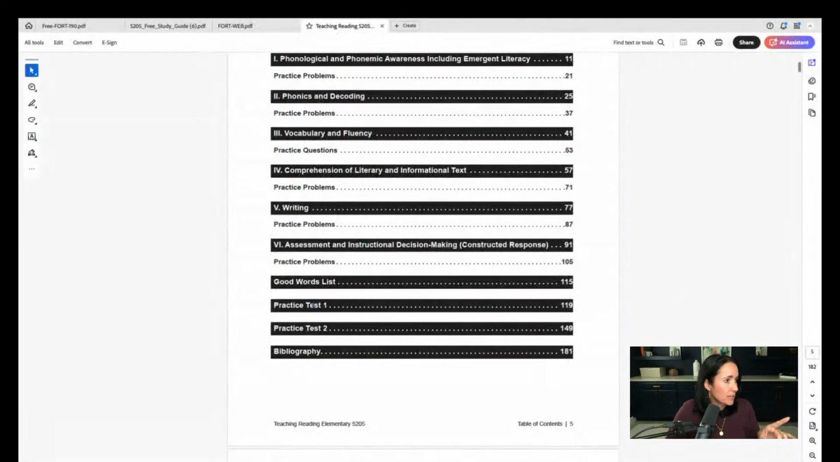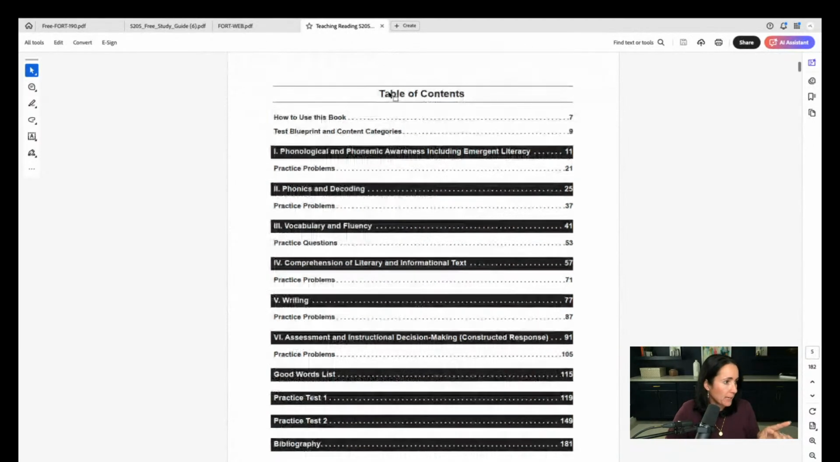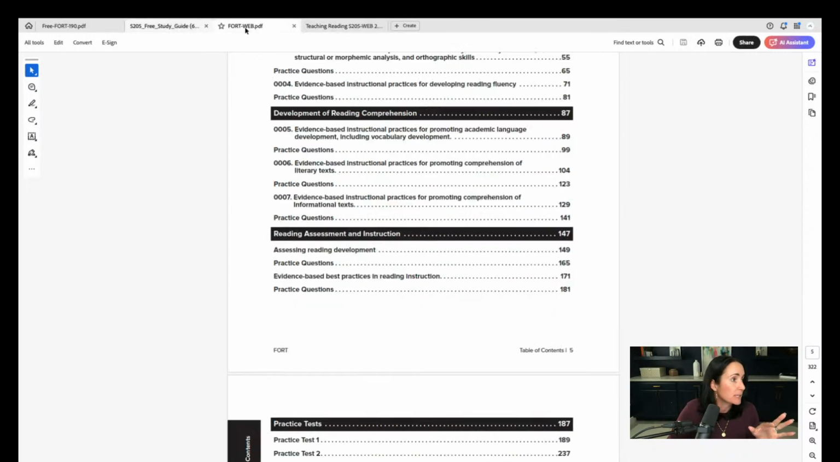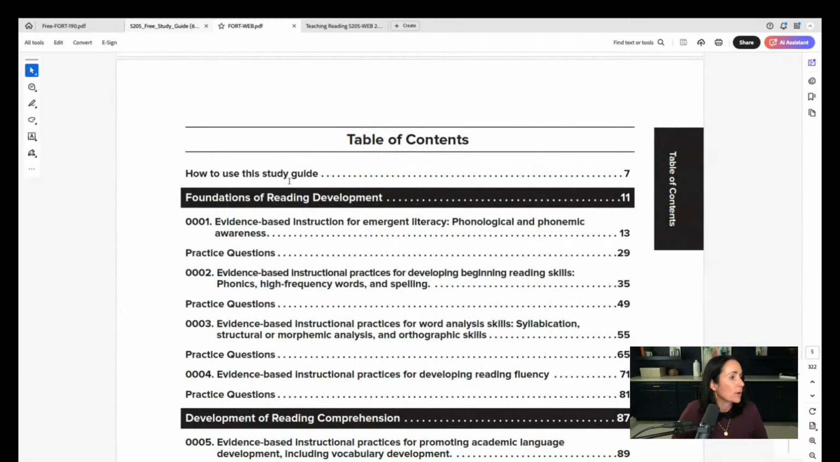And then this is the full study guide for the teaching reading. Now, I want you to pay attention to the categories. This is very important when you're taking an exam. You have to understand the structure of the test. And both of these are very similar because they are testing your ability to be a reading teacher. So notice that the beginning on both of these, and I'm going to zoom in a little bit just so you can see more.